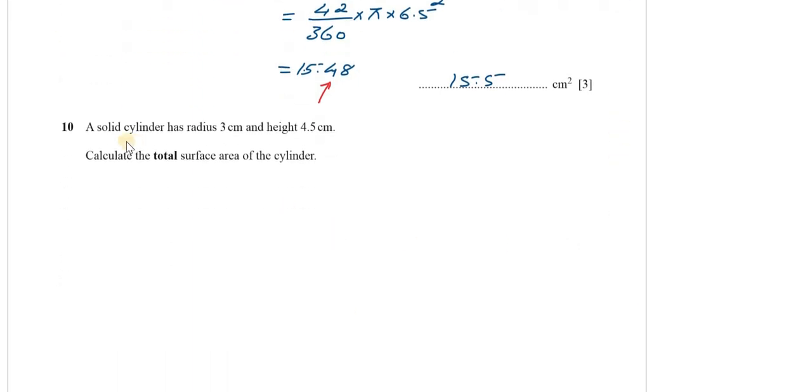You can see question number 10. A solid cylinder has radius 3 centimeter and height 4.5 centimeter. Find the total surface area of the cylinder. If you want to find the total surface area of the cylinder, first of all, let me draw a cylinder here. How many faces are there?